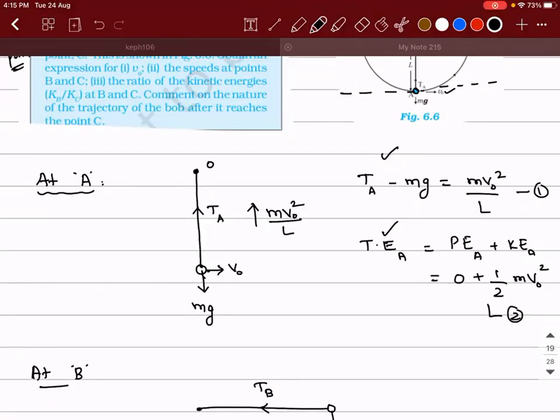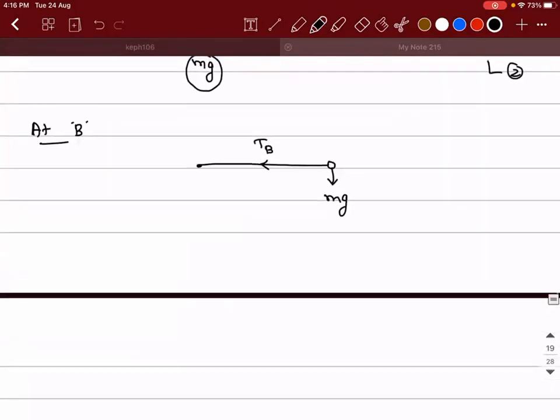So in the case of A, what is happening? It is because of this Mg that Ta is coming to the picture. Whereas at point B, the Mg is acting in the opposite direction. So what is the role of tension? Here tension is the one which is providing the necessary centripetal force, and here it is going to be m into Vb square divided by L. Clear? So Tb, the tension at point B, will be equal to m into Vb square, the whole divided by L. Right, let this be equation number 3.